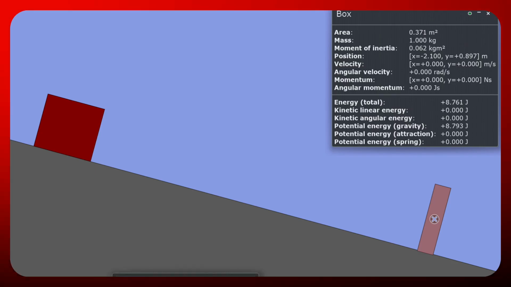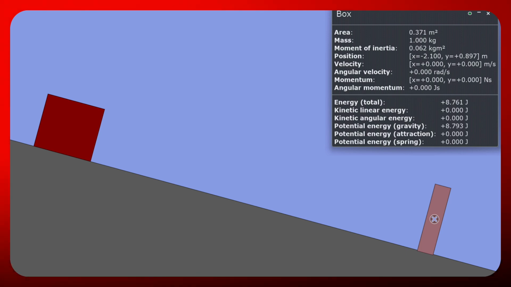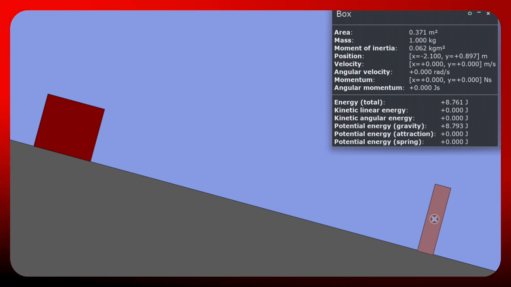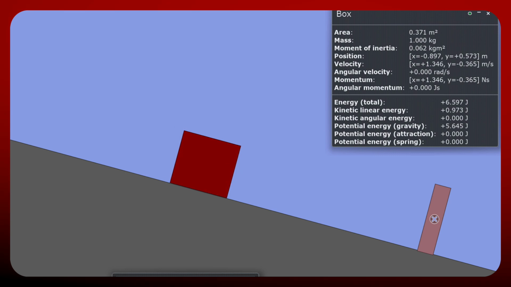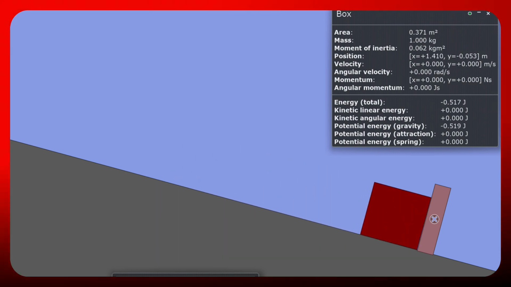So let's take a look at this animation I made in Algodoo. I've got a box on an inclined plane. And at the side here, you can see that I have a total energy of 8.761 joules. As the box starts to slide down the ramp, you can see that the linear kinetic energy increases, and the potential energy decreases.